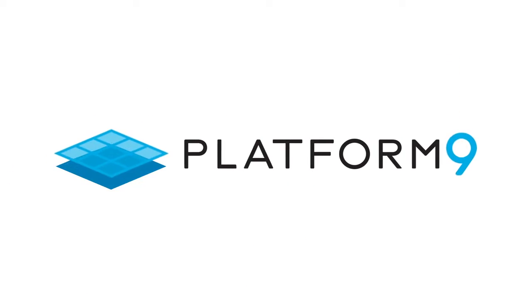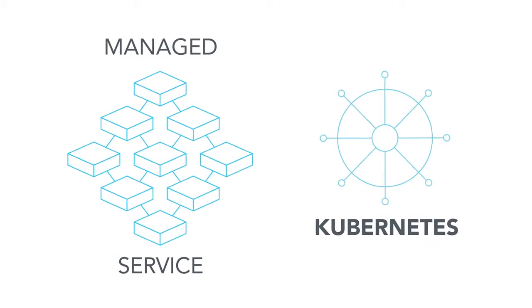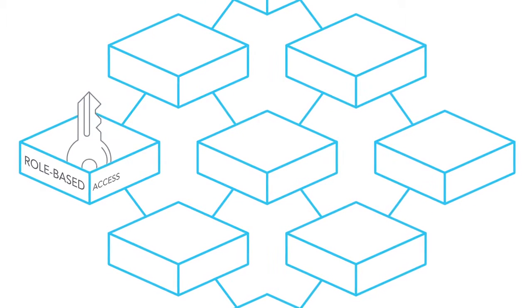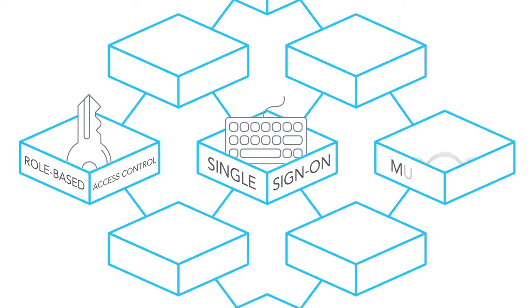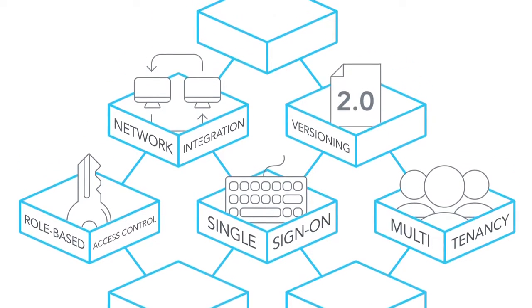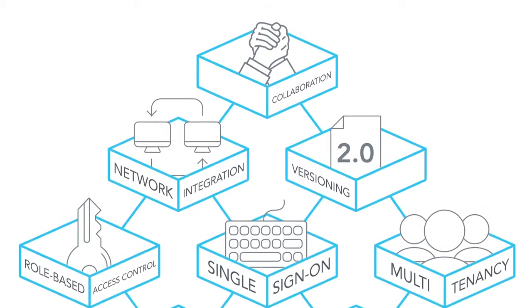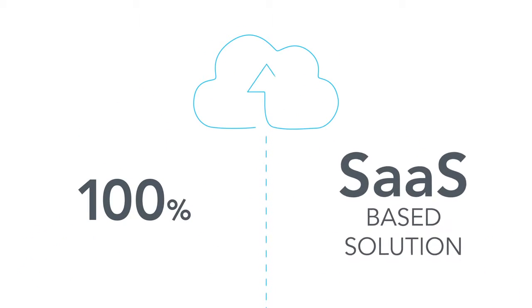That's where Platform9 comes in. Platform9 delivers Kubernetes as a managed service to bring the chaos under control. With features like role-based access control support, single sign-on, and multi-tenancy, Platform9 provides network integration, versioning of container repositories, and collaboration across dev, test, and production environments. Best of all, Platform9 is a 100% SaaS-based solution.